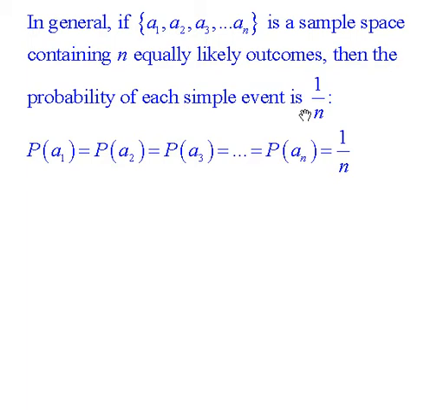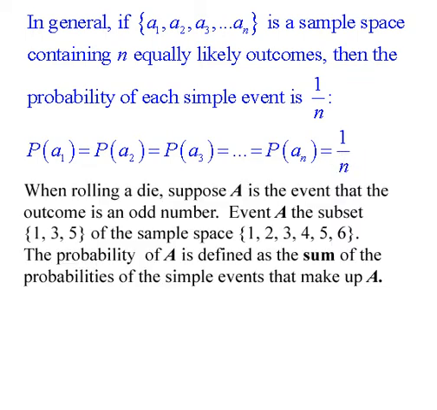I don't know about you, but I've actually seen someone with a 20-sided die. So if that were the case, the probability of rolling the number 1 or the number 20 or any number in between would be 1 out of 20. And each probability would be equally likely. Probability of a sub 1 is the same as the probability of a sub 2, etc., is the same as the probability of a sub n, which is 1 out of n. So 1 if you're getting one favorable outcome over n total possible outcomes.